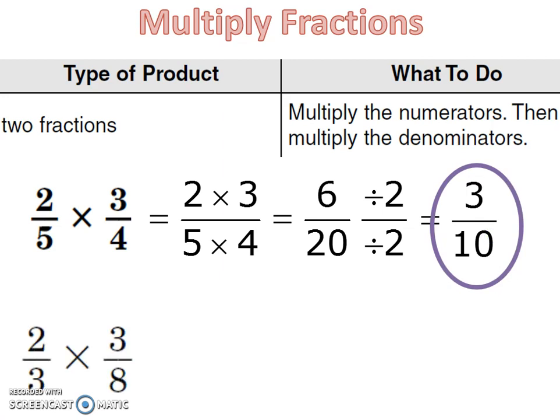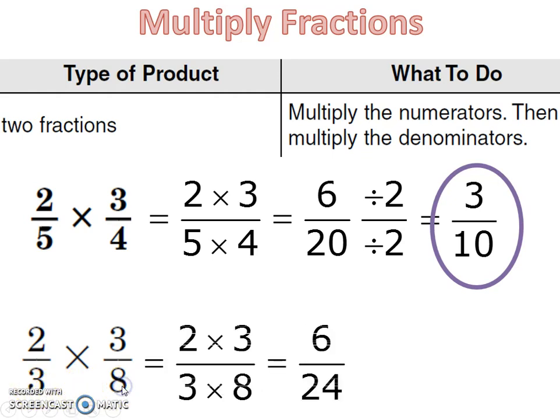For the second example, 2/3 times 3/8. Take the numerators and multiply them with each other. 2 times 3 is 6. Take the denominators and multiply them together. 3 times 8 is 24.